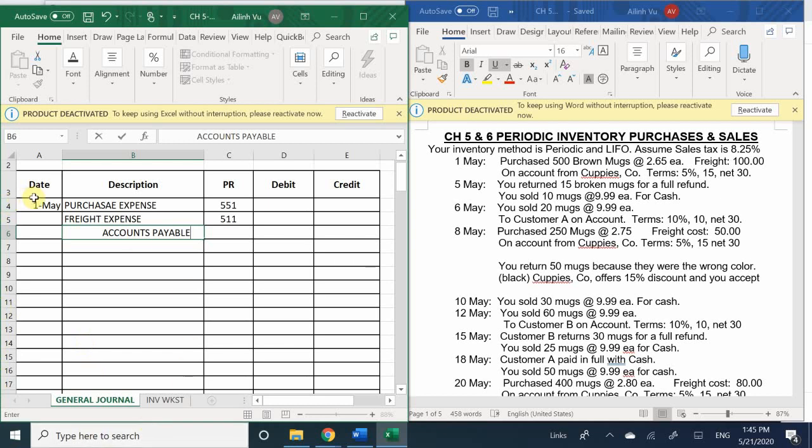Okay, accounts payable, the PR is 201. Yes, 201. Good. Now, how are we going to fill in these numbers? Should we go to the worksheet and fill it out, or do you want to figure it out and then recalculate it again on the worksheet?